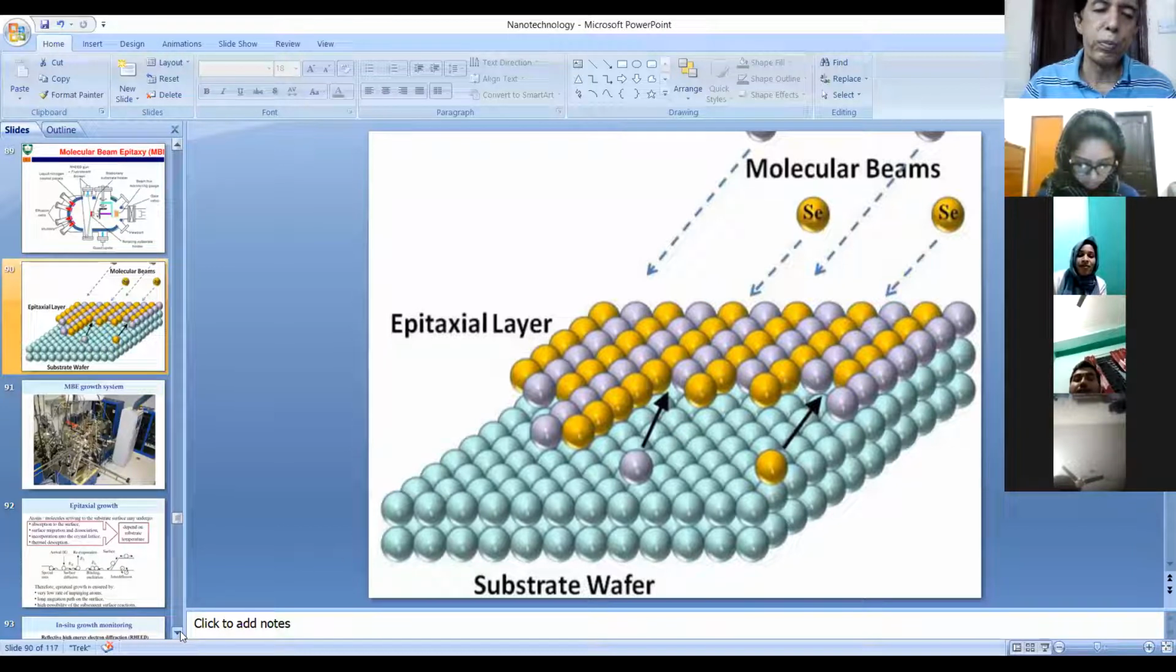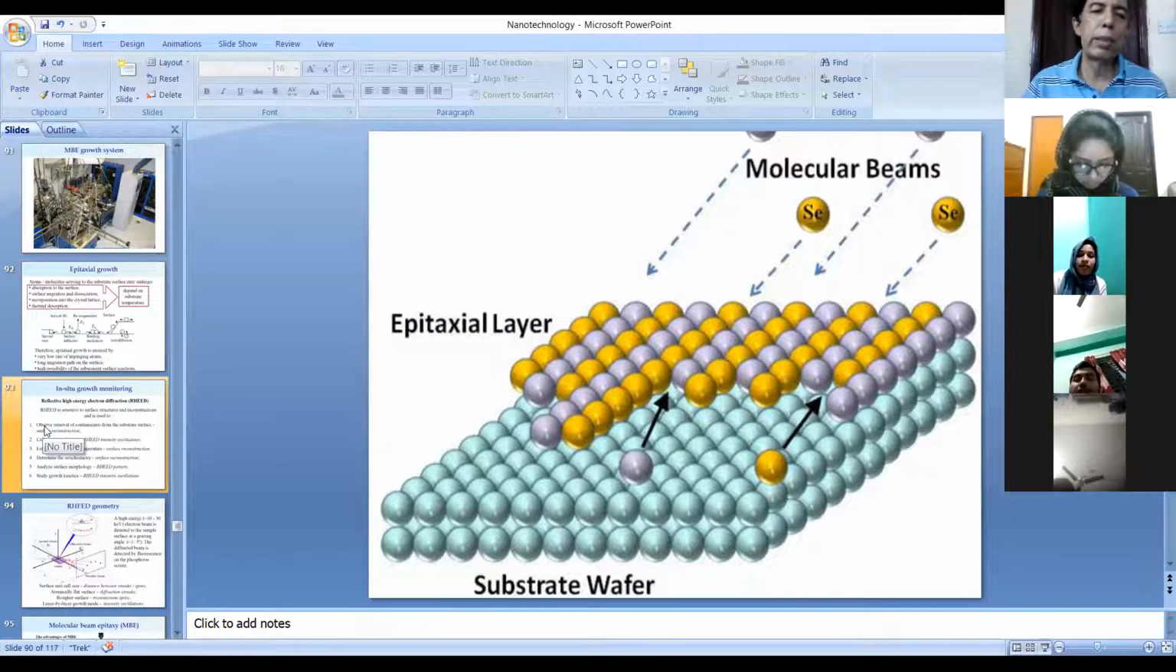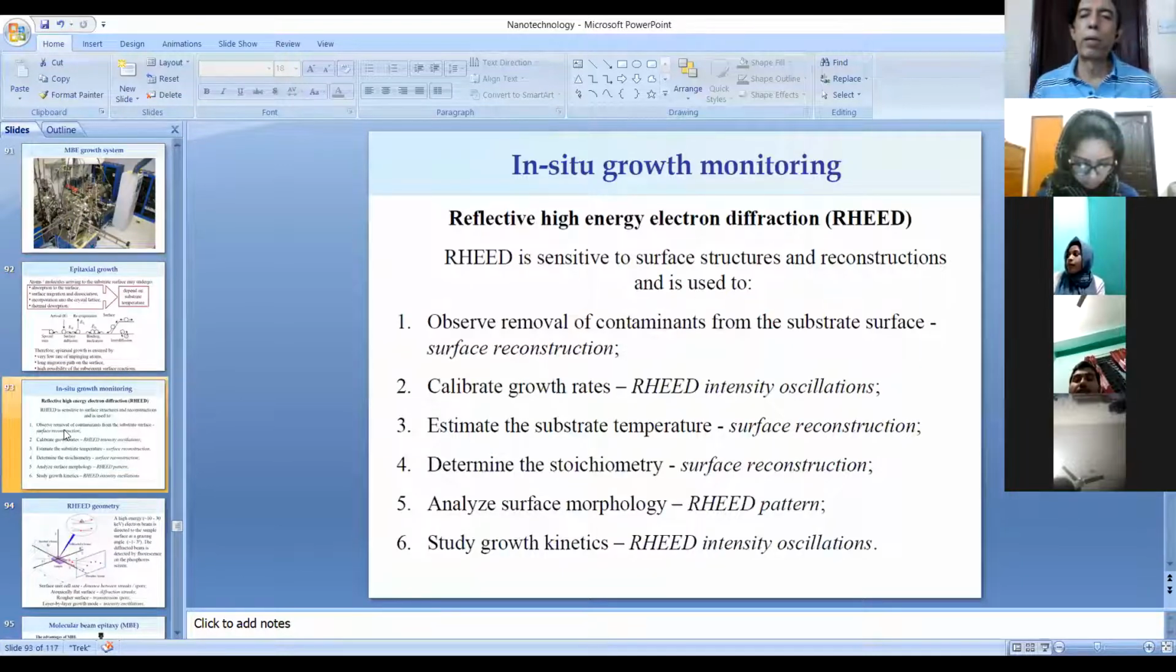So this is a very high tech instrument. Now about that instrument, which will monitor the growth of the film. It is known as reflective high energy electron diffraction machine. It is known as RHEED.